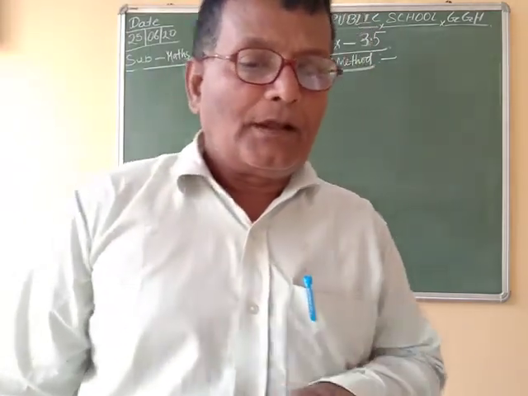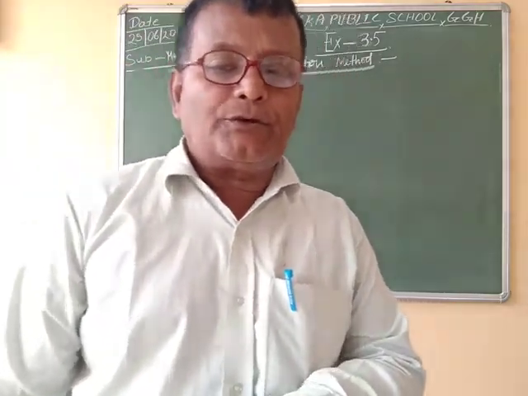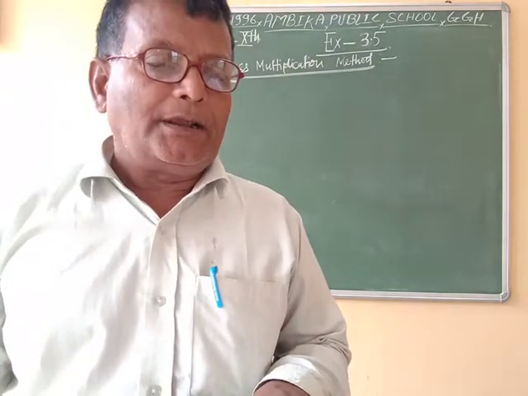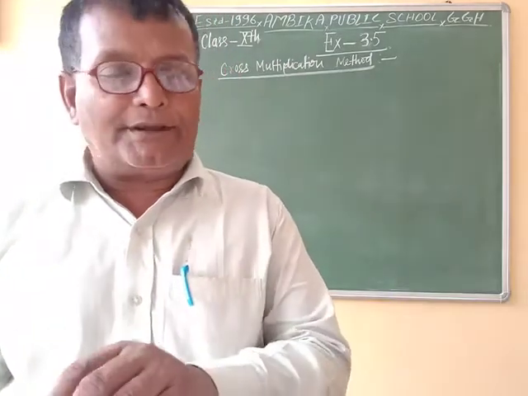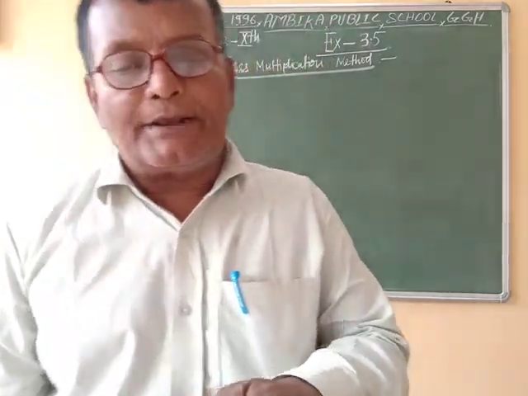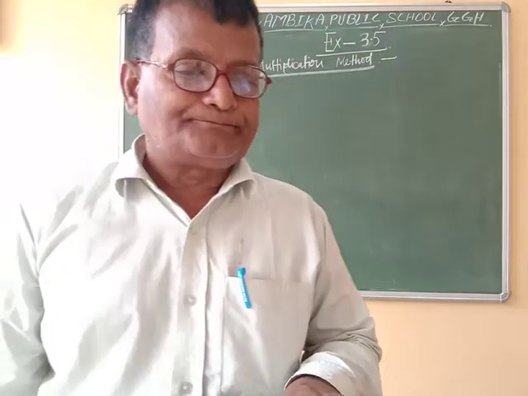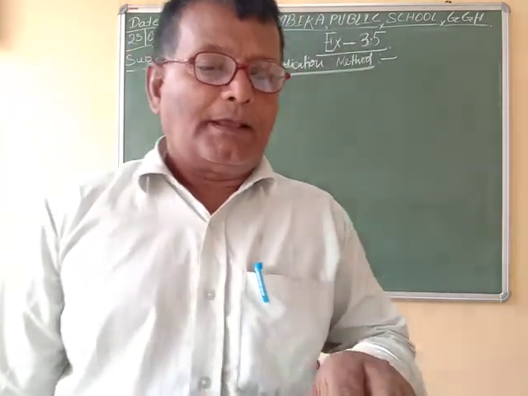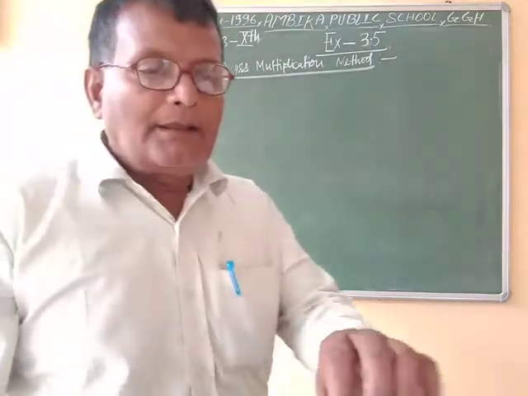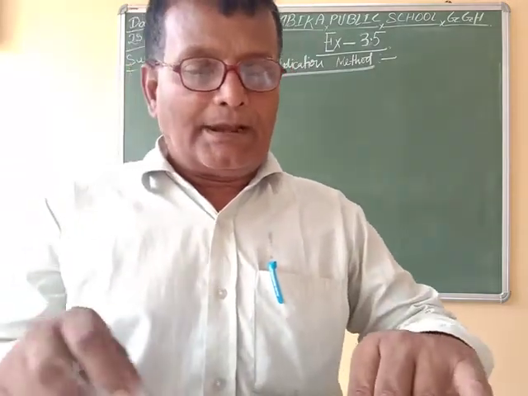The question is, which of the following pair of linear equations has a unique solution, no solution, or infinitely many solutions? In case there is a unique solution, find it by using cross multiplication method. x minus 3y minus 3 is equal to 0.